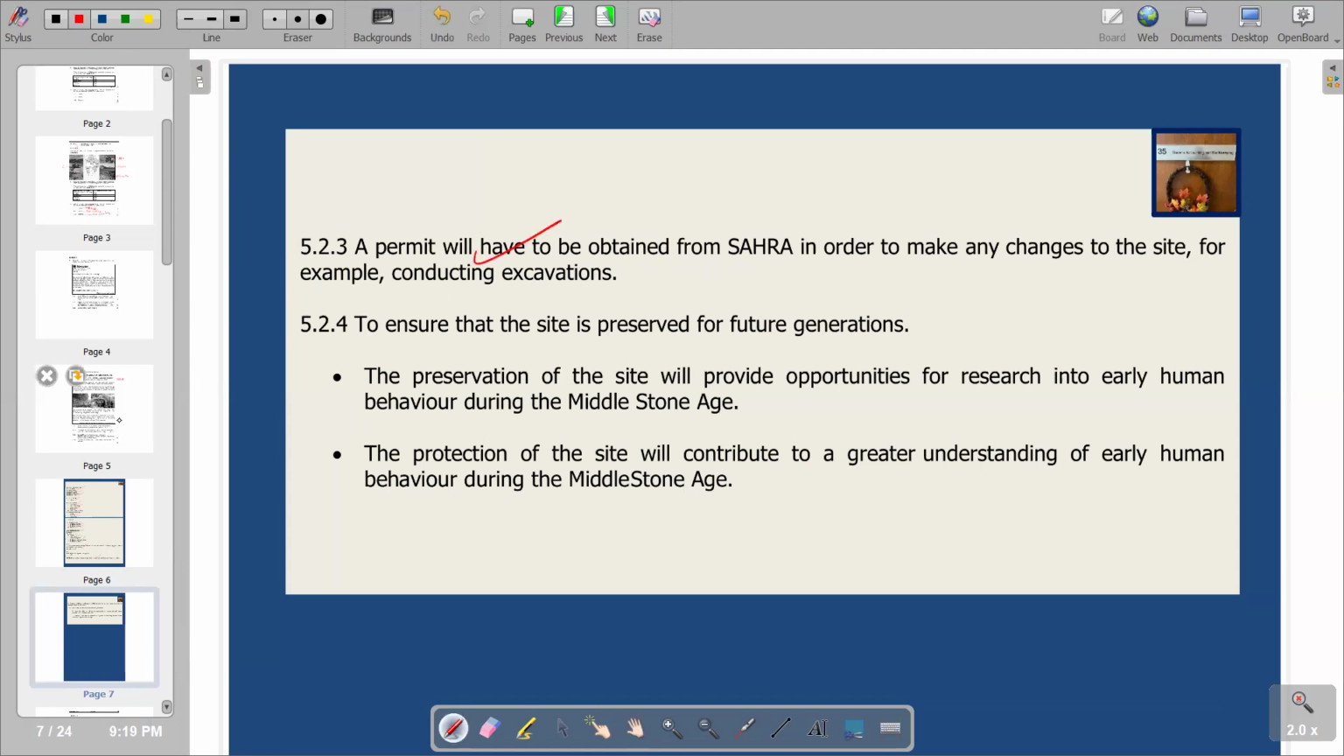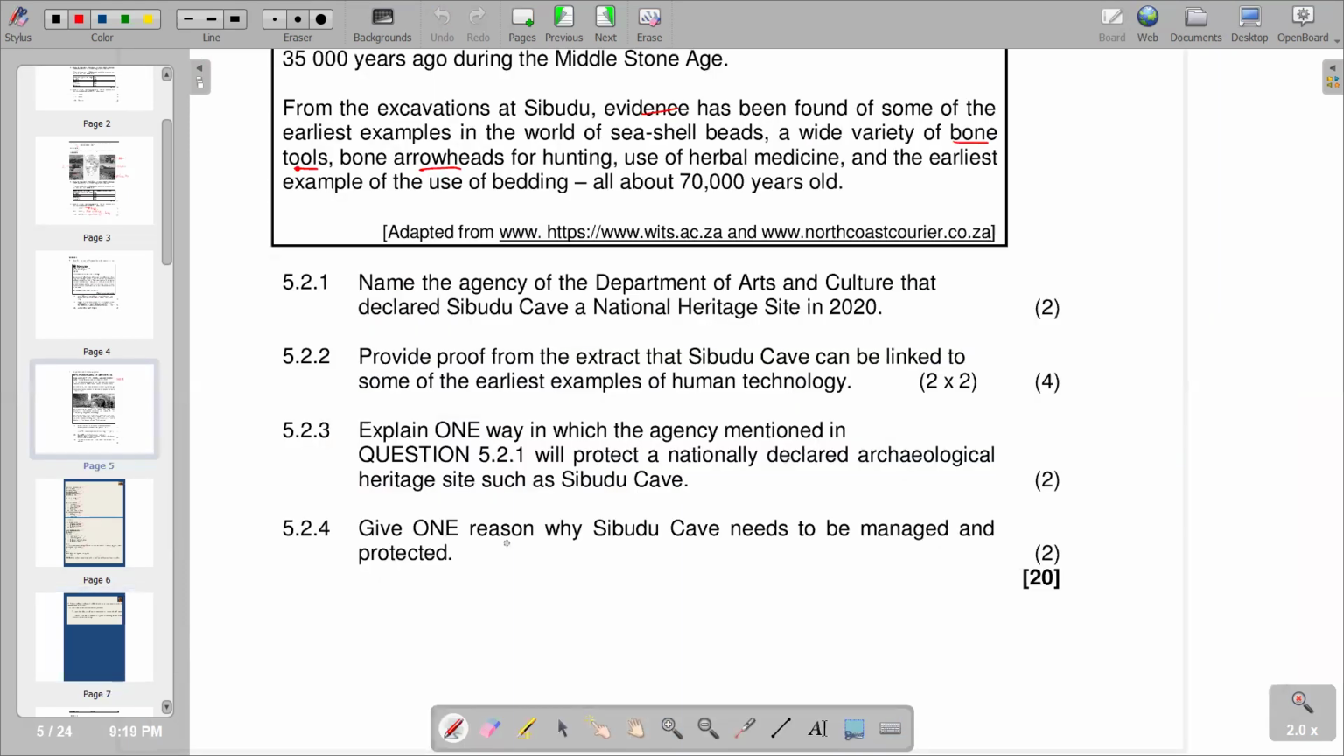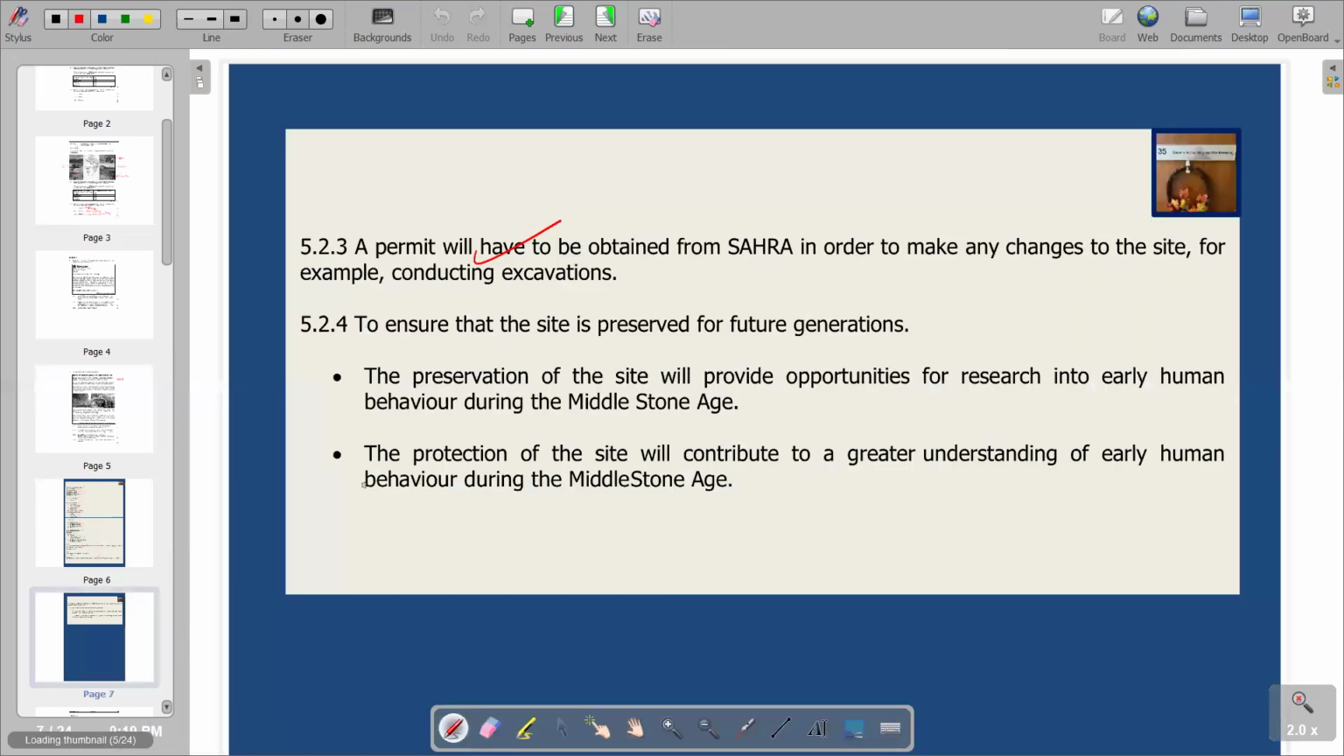Then we go to 5.2.4, which is saying give one reason why Sibudu Cave needs to be managed and protected. Obviously, we are saying it's a tourist attraction, so it has to be preserved for future generations. So that can also be a reason. The question is only asking one reason, but there are many reasons that can be related to that. So we go to the answer section, we see that the reason that we have is to ensure that the site is preserved for future generations.